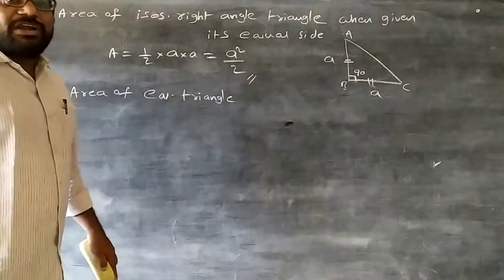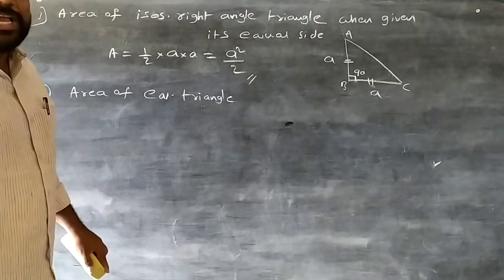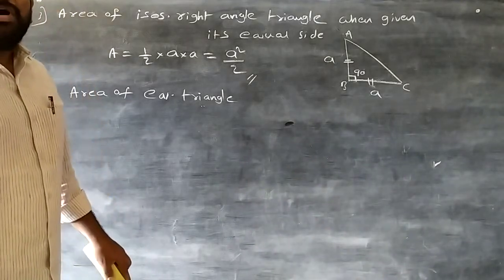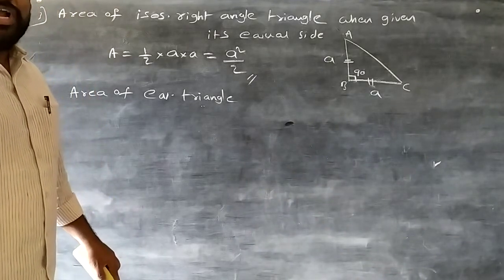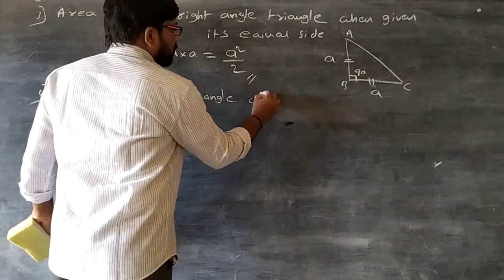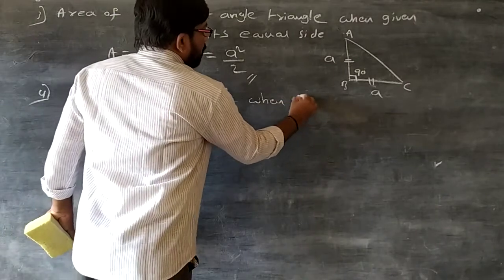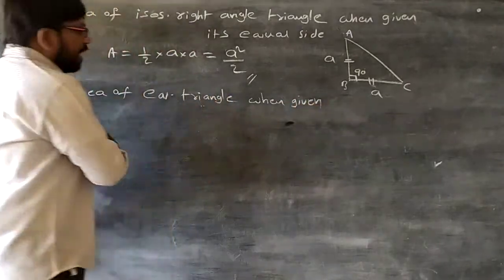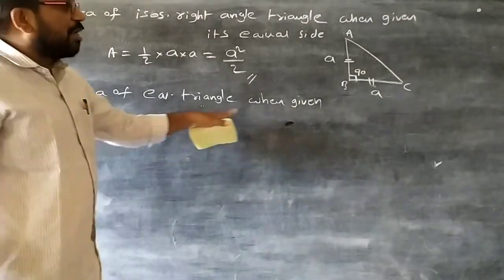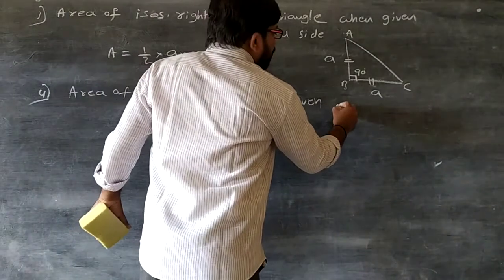Area of equilateral triangle when given its equal side. Equilateral triangle means all sides are equal and all angles are also equal. Area of equilateral triangle, when given its equal side.